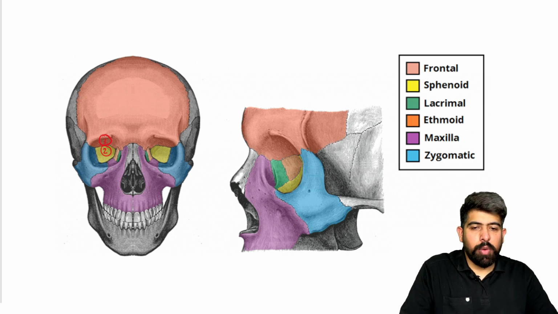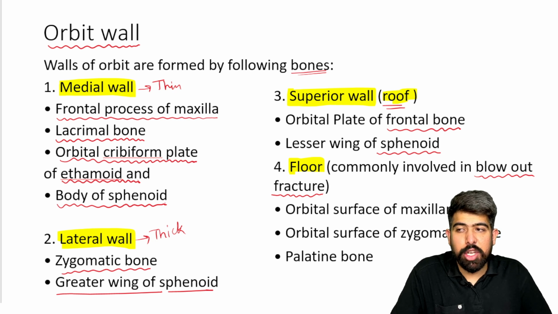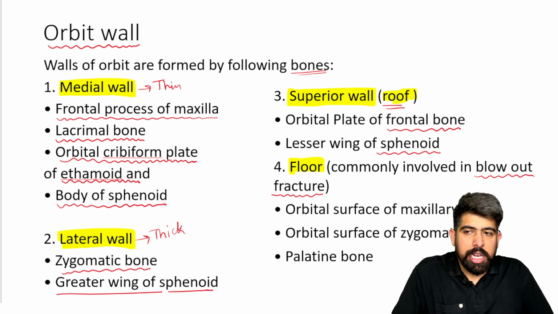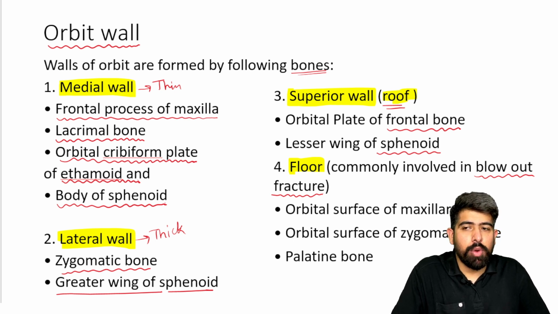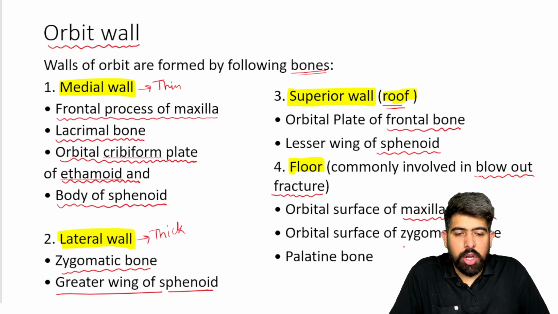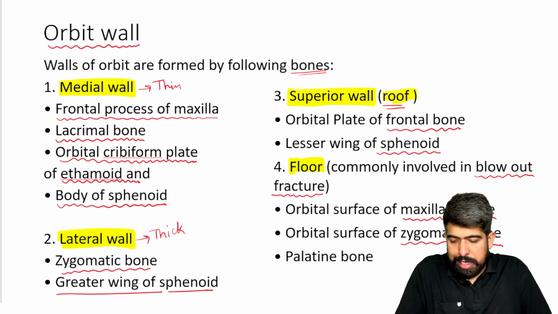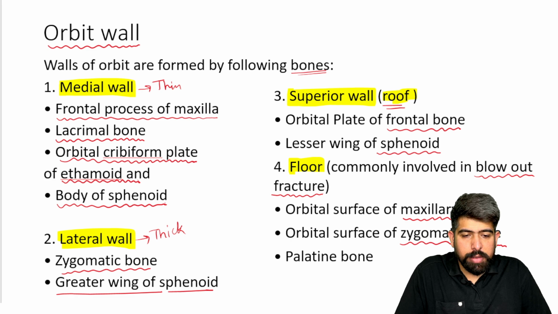Okay, let's move forward. That was about your roof. Now after the roof we have to talk about the last, which is your floor. As I told you, a fracture of the floor is known as a blowout fracture, right? So you have to remember these three bones importantly. The first one is the orbital surface of your maxillary bone, the second is the orbital surface of your zygomatic bone, and the last one is your palatine bone.